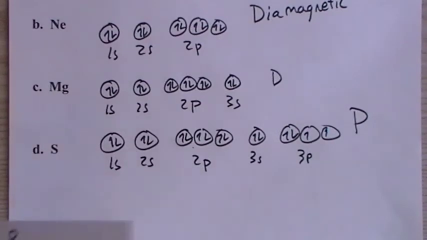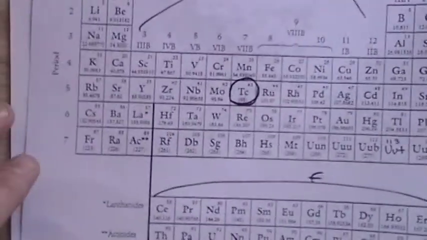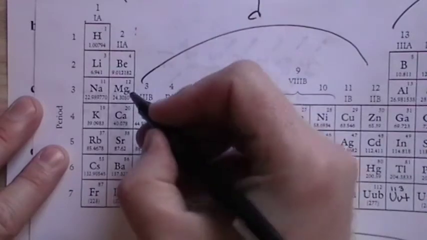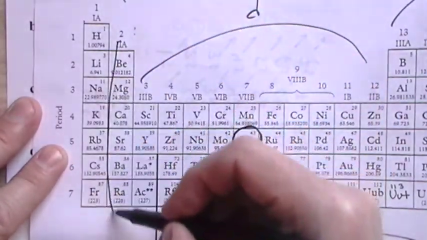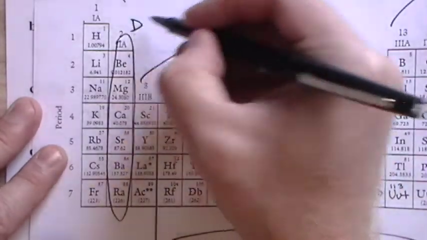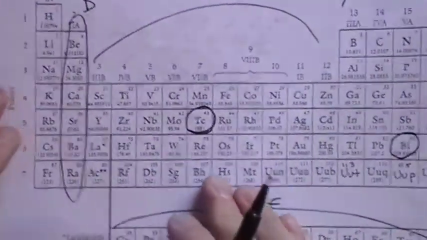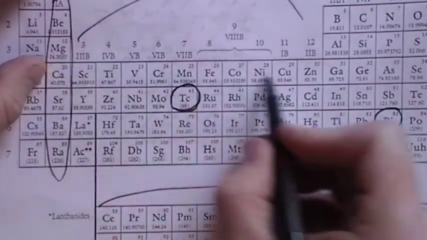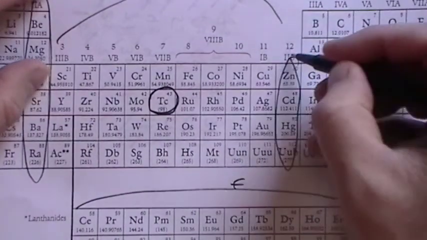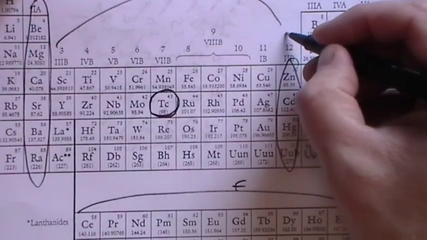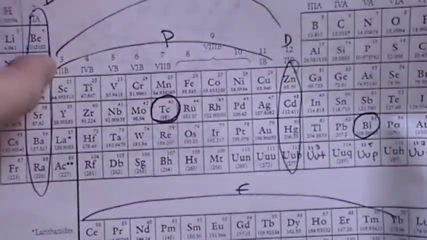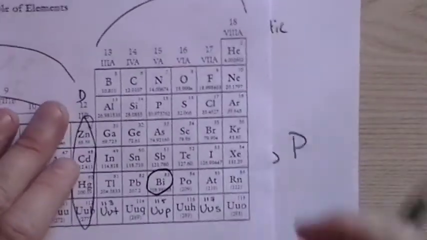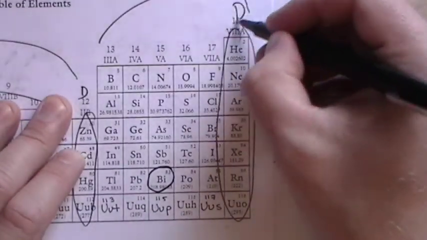Now, here's a shortcut for you. Notice that magnesium is at the end of the s block. So actually, everybody in this block would be diamagnetic. Everybody in this block would be paramagnetic. For this block, the only one that's filled is at the end, so these would be diamagnetic. Everybody else would be paramagnetic. Move down the line. The noble gases are on the end. These are diamagnetic. Everything else is paramagnetic.